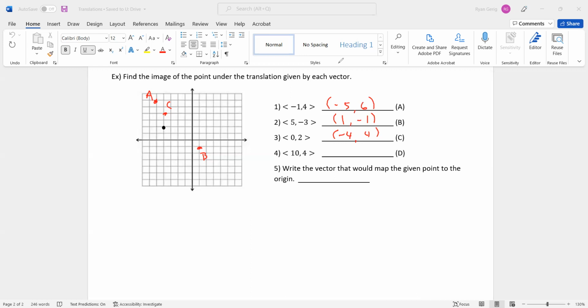10, 4. So right 10. 1, 2, 3, 4, 5, 6. Still on the graph, and then up 4. 1, 2, 3, 4. And that lands me at D, which is at the point 6, 6.